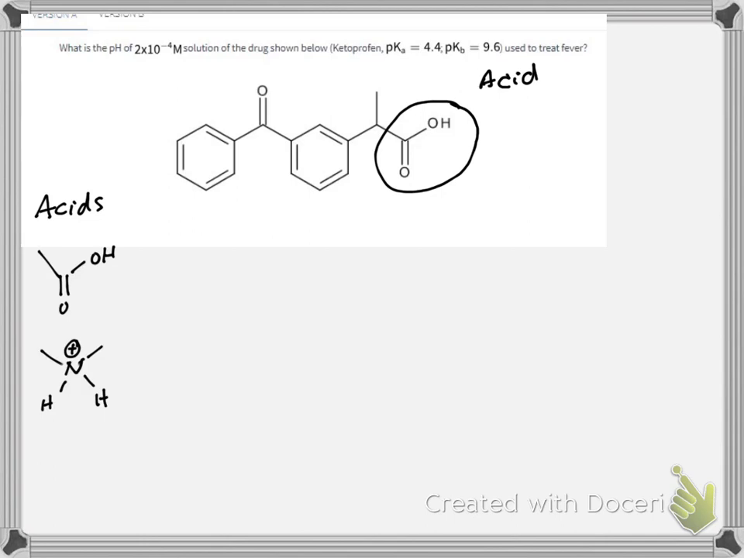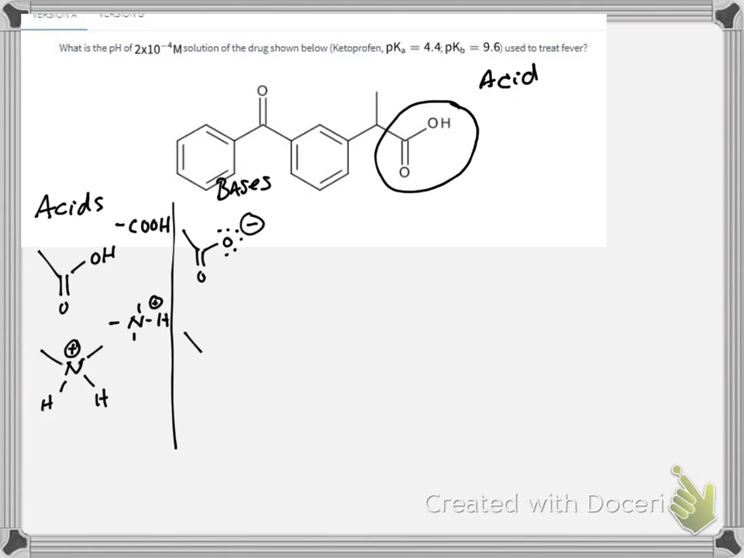Remember, keep in mind acids for our class. Weak acids look like this: you either have the COOH, that's what we're talking about, or we have the NH plus. Those are the two that react in water to undergo Ka and produce hydronium ions. Bases are the negatively charged conjugate base of a carboxylic acid, or the neutral nitrogen with a lone pair.